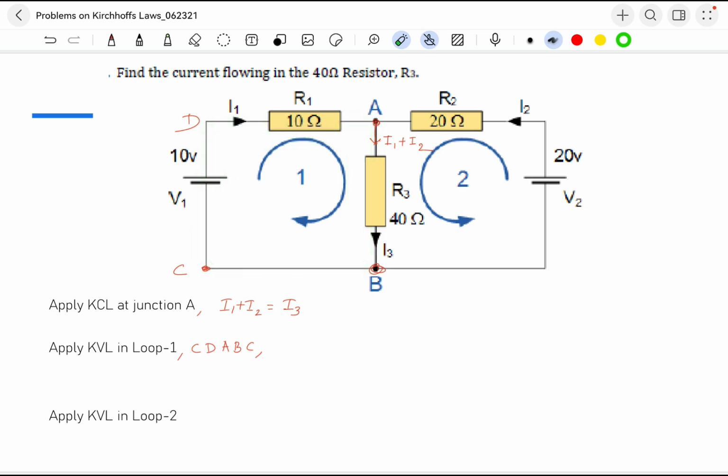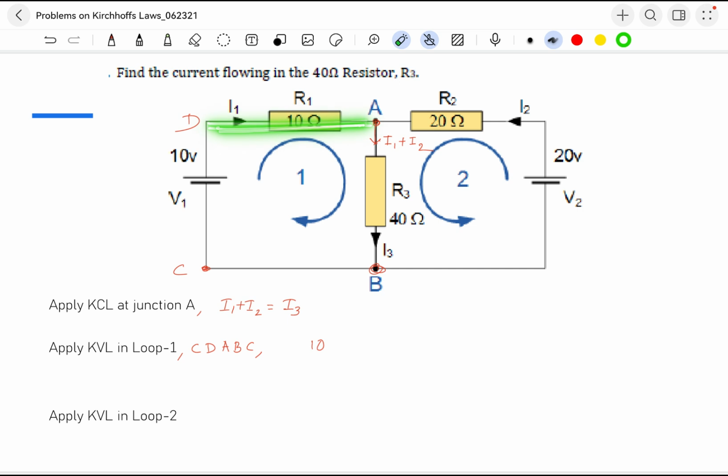When we move from C to D, we decided to move like this. So from the low potential of the battery to the high potential of the battery. Whenever a battery is there in our path, when we move from low to high, it is a voltage rise. So we have to take it as positive voltage. So plus 10. That's it. After that, we are going in this direction.